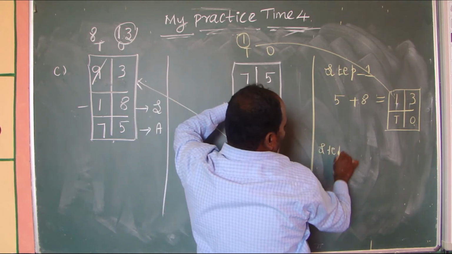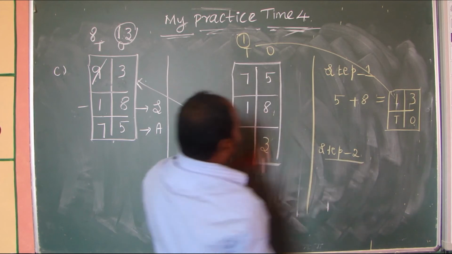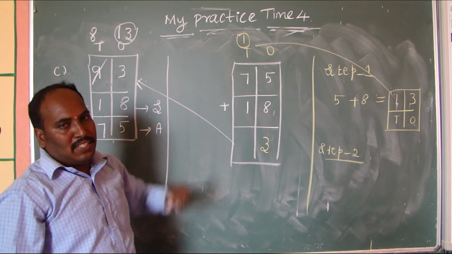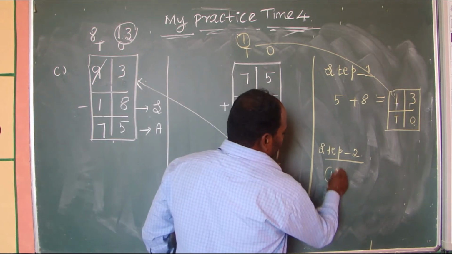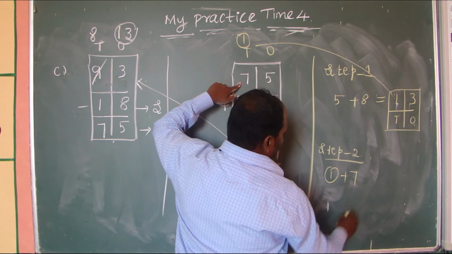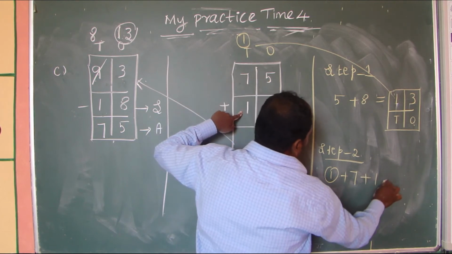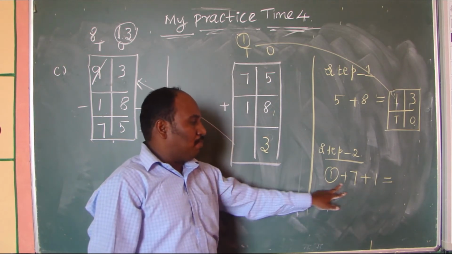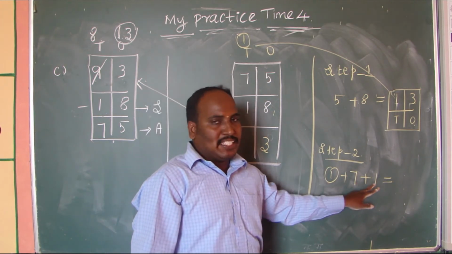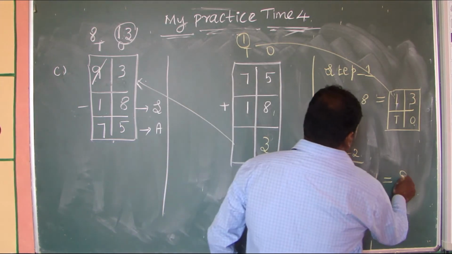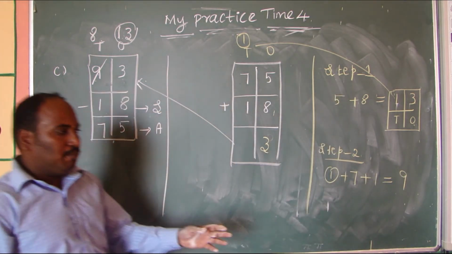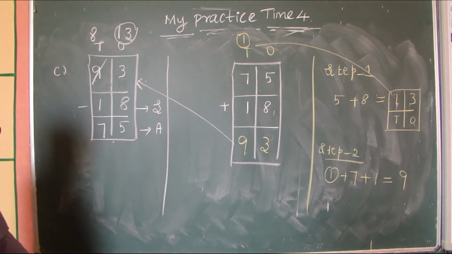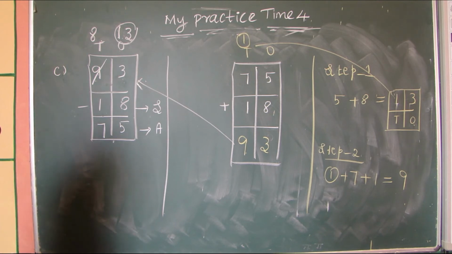Next we go to the tens place. Step 2. Our tens place value is 1 plus 7 plus 1. The carried number 1 plus the given number 7 plus 1. 1 plus 7 is equal to 8. 8 plus 1 is equal to 9. So both are equal, hence verified. Next one.